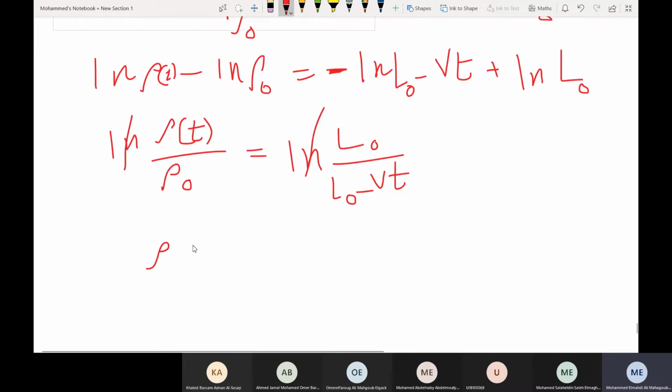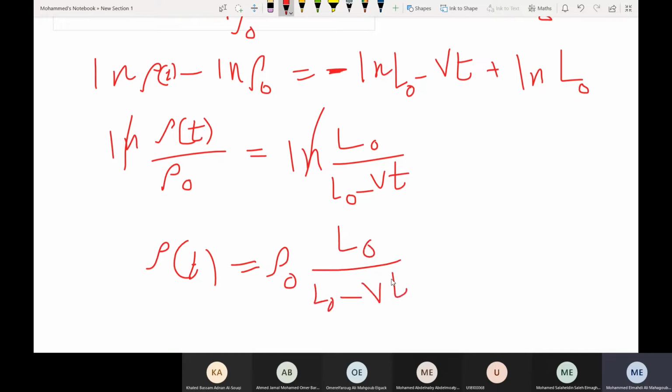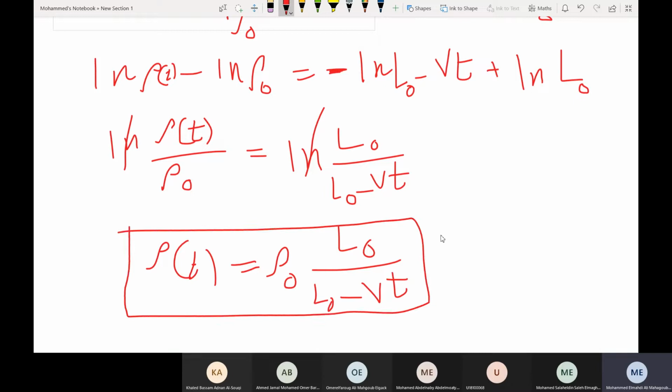So now we have rho as a function of time equal to rho naught times L naught over L naught minus Vt. Okay, this is the function.